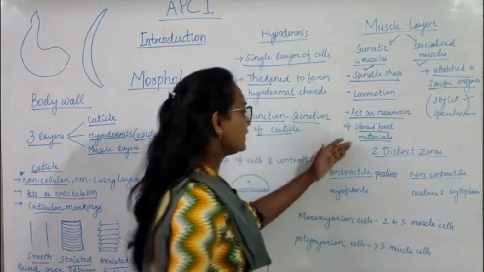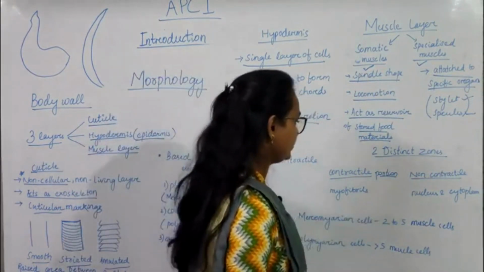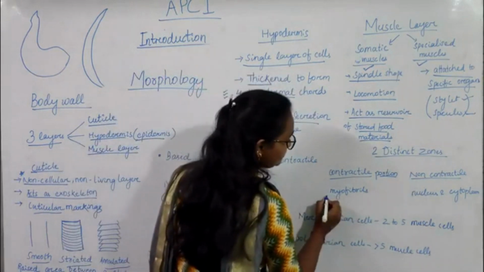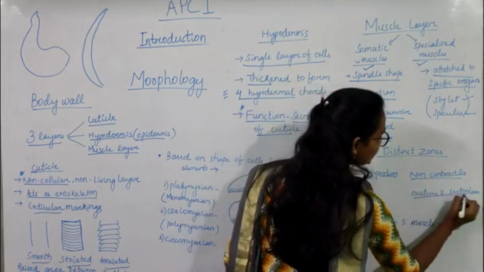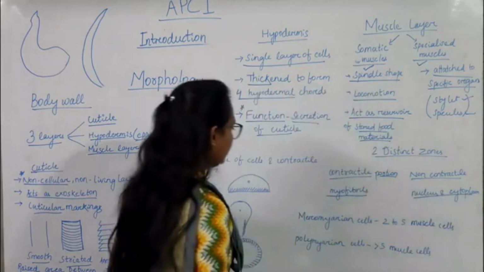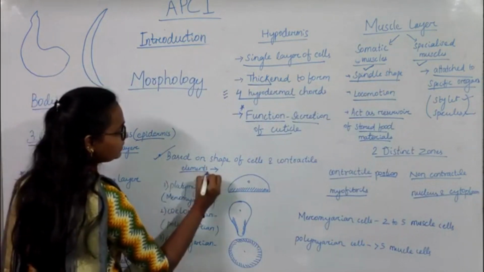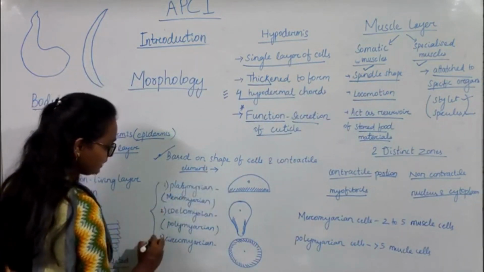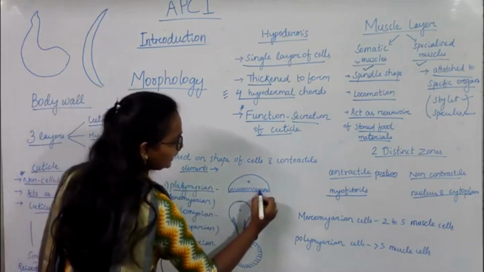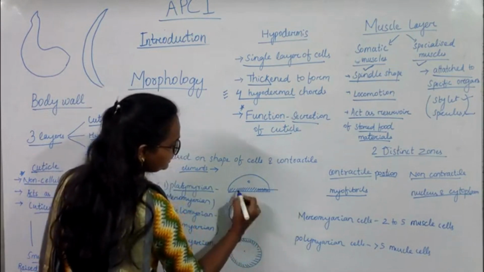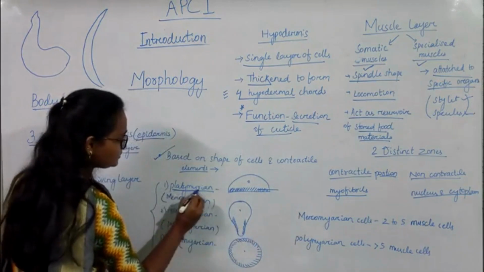The muscle cells have 2 distinct zones. First one is the contractile portion, and the next one is the non-contractile portion. In the contractile portion, myofibrils are there, and in the non-contractile portion, nucleus and cytoplasm are there. Next, on the basis of the shape of the cells and contractile elements, these are divided into three types. First one is platymyarian. Here you can see the contractile elements. These contractile elements are attached to the base of the cells. That's why they are called platymyarian cells.